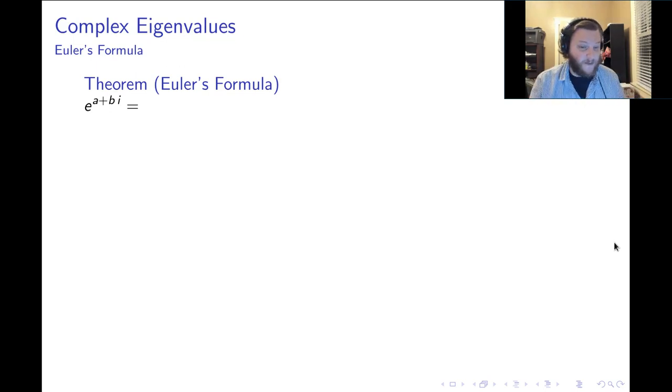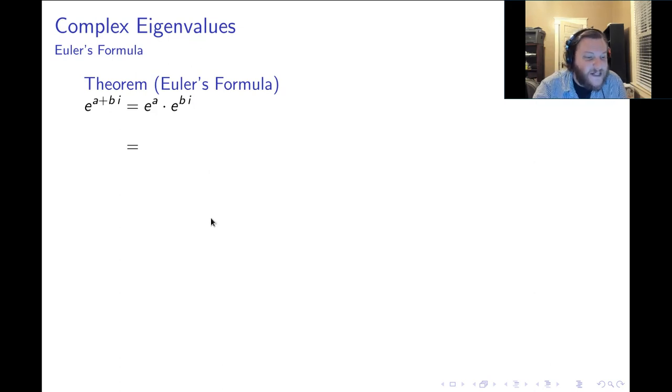Well, what we need is a formula for e raised to a non-real number, a complex number of the form a plus bi. And there's a theorem called Euler's formula, which tells us exactly how to express e to the a plus bi as a complex number. So let's walk through the calculation here. The first step, if we want to calculate e to the a plus bi, is to recognize that this is the same thing as e to the a multiplied by e to the bi.